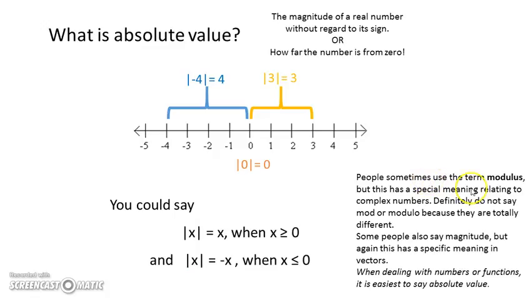Before we go any further, you might hear people say modulus, which is not 100% accurate. It's okay, but it does have a special other meaning. So let's call this absolute value and leave modulus for complex numbers. Definitely don't say mod or modulo. Physics people sometimes say magnitude because they use the same symbols. It's okay, but let's just say absolute value, because with numbers and functions, that's what we're talking about, the value.